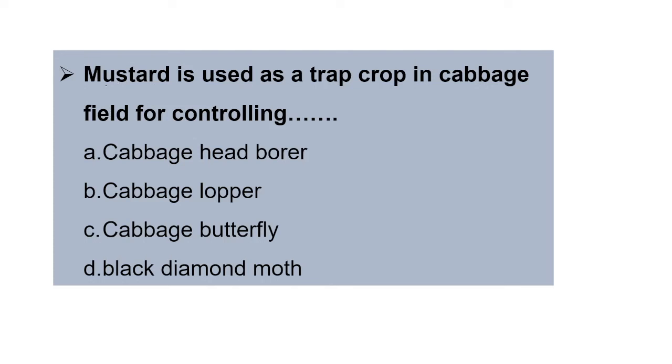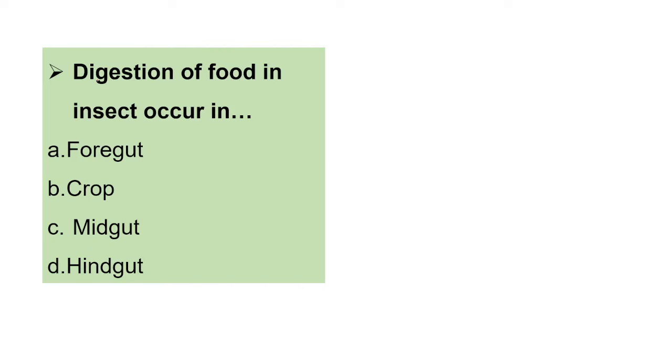Question is: mustard is used as a trap crop in cabbage field for the controlling of. Options are A cabbage head borer, B cabbage looper, option C cabbage butterfly, and option D diamond back moth. Okay, the correct answer is DBM, diamond back moth, Plutella xylostella.